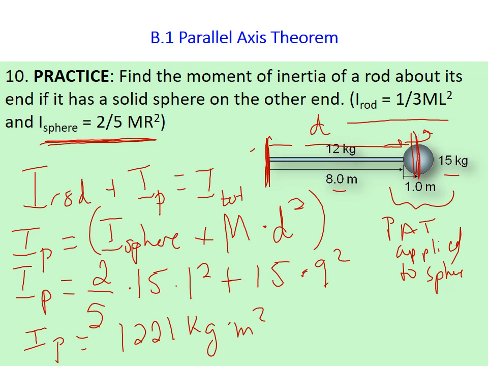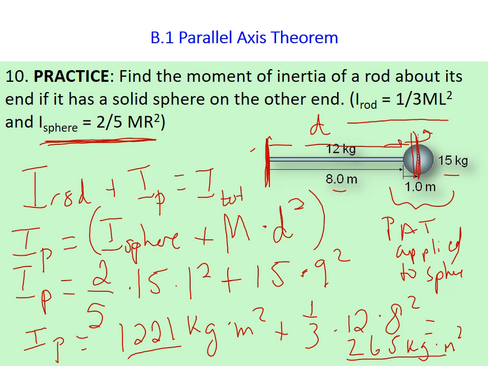Okay, and now to get the total moment of inertia for this system, I'm going to add it to the moment of inertia of the rod, which is 1/3 times the mass of the rod, 12 kilograms, times its length, which is 8 squared, and this gives me, pause for a moment. Okay, so the moment of inertia of the rod is 256 kilograms meters squared. So I will add 1221 plus 256 up top. One moment.